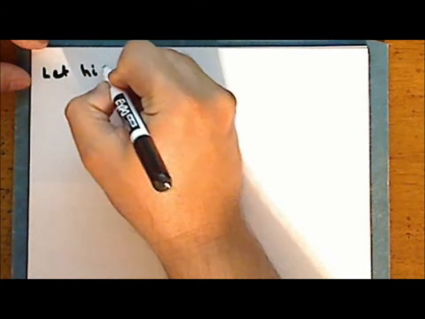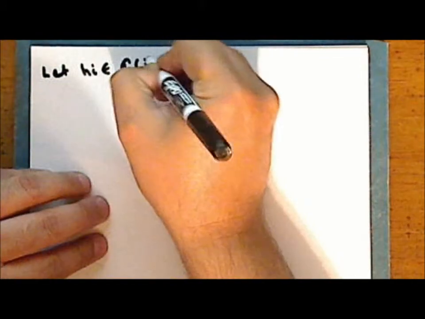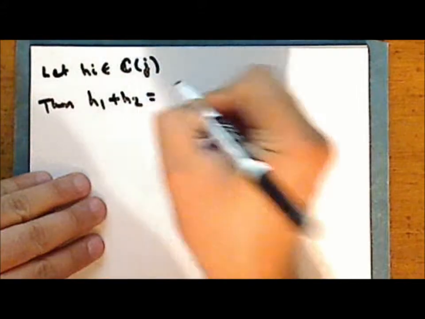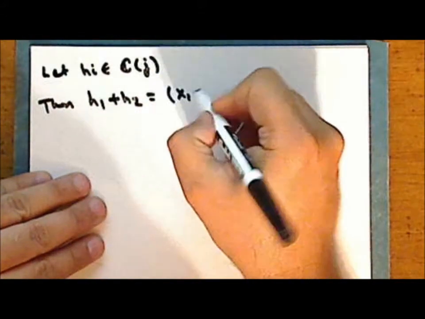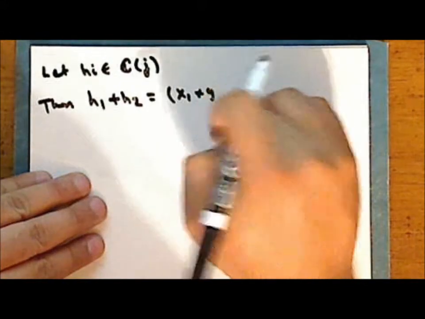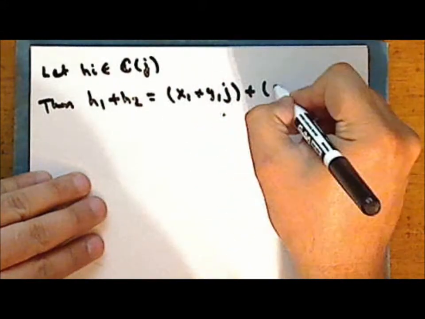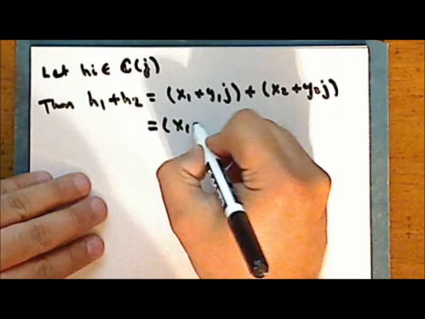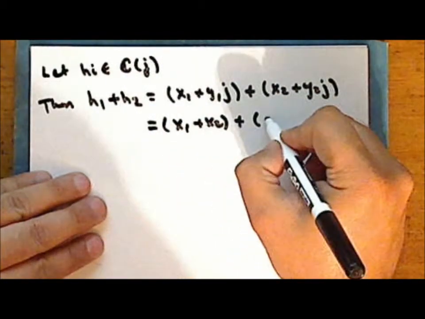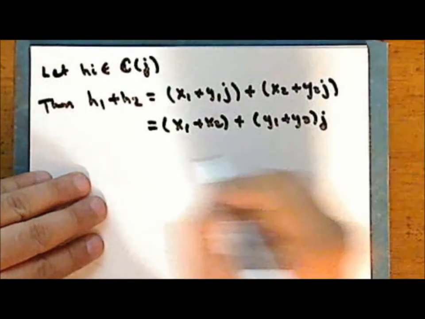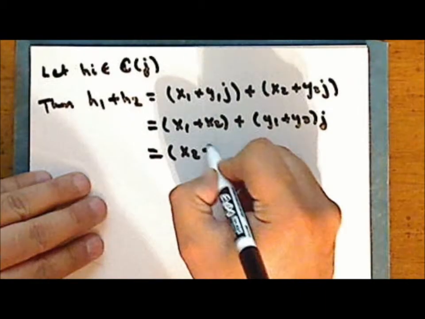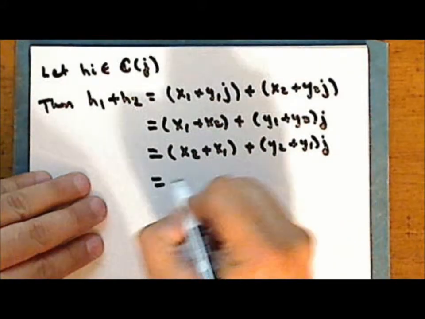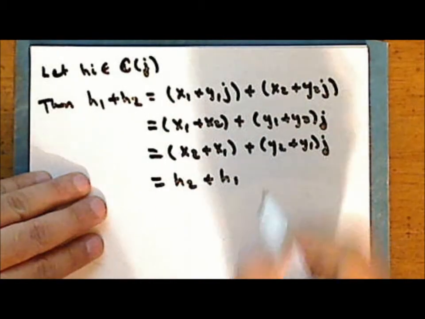So let h_i be a vector in this set. Then the sum h_1 + h_2, again, is the sum of vectors x_1 + y_1 j plus x_2 + y_2 j. And this is the vector (x_1 + x_2) + (y_1 + y_2) j. And this is the same as (x_2 + x_1) + (y_2 + y_1) j, which is the sum h_2 + h_1.